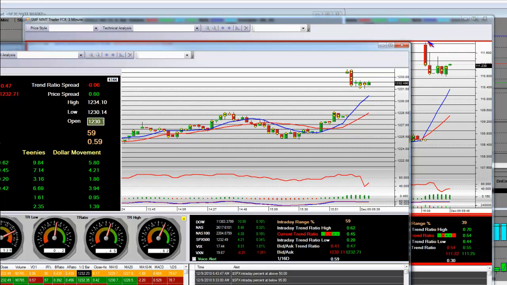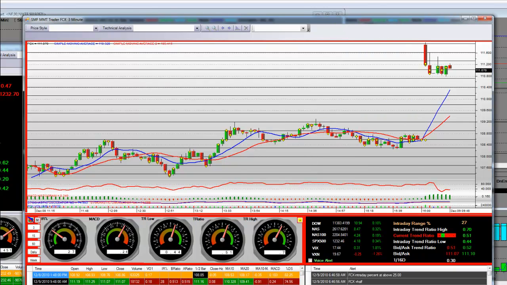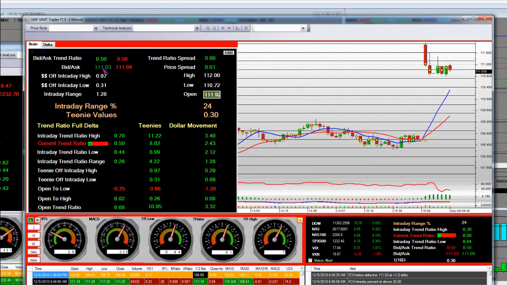So shorting the gap on the FCX trade was right, and we put in the bottoms there, and I will be happy to show the price print on the FCX. I will pull up, open the brain. You can see that the high was 112. You can see that they just made a low, and the opening was 111.92, and that's when you sell short.